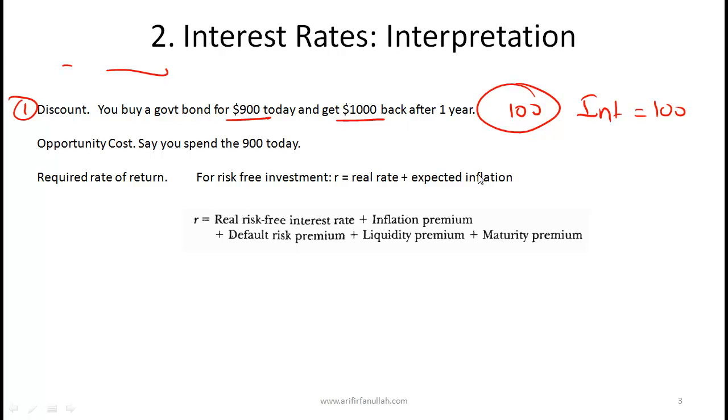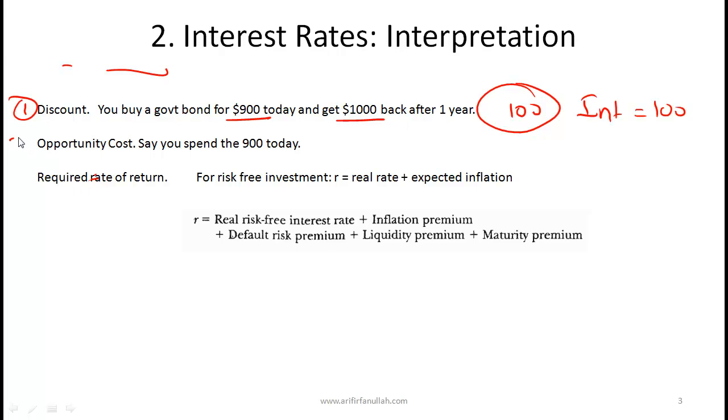It's also the interest, because in a sense you've lent money to the government and that's the money you will get back. So if that's interest, what's the interest rate? The implied interest rate is 100, which is the interest amount, divided by 900. Okay, so you simply calculate the rate based on the 900 number and the discount. So that's why sometimes you will see interest expressed as a discount rate, because the rate here is effectively the discount rate.